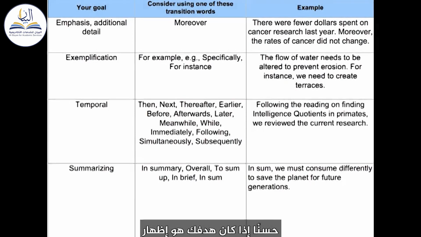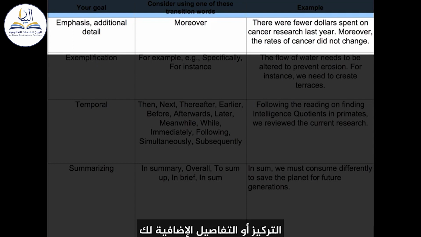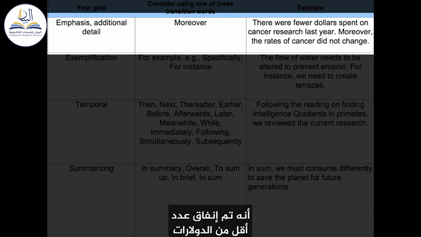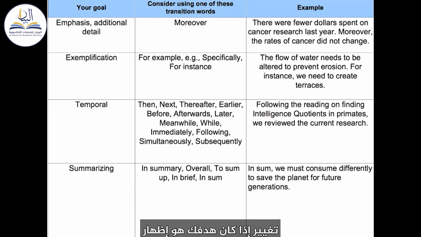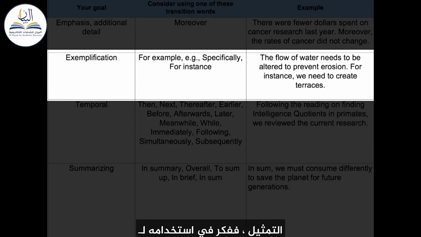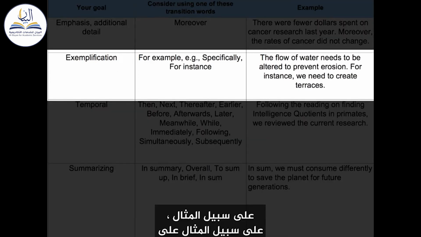If your goal is to show emphasis or additional detail, you might consider moreover. Here's an example. There were fewer dollars spent on cancer research last year. Moreover, the rates of cancer did not change. If your goal is to show exemplification, consider using for example, e.g., specifically, for instance. The flow of water needs to be altered to prevent erosion. For instance, we need to create terraces.